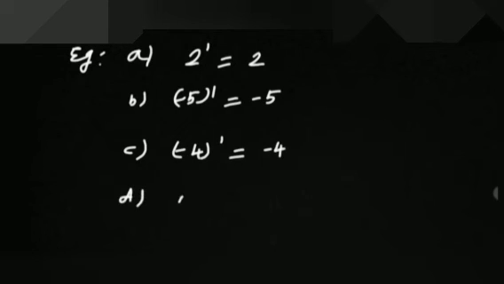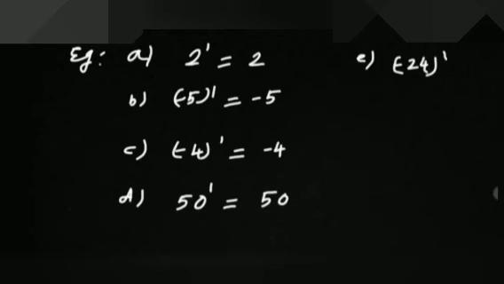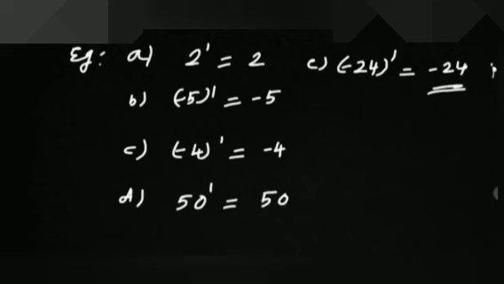D, 50 to the power 1, or 50 raised to 1. What is the answer? Yes, 50 is the answer, isn't it? Any doubt? Okay. E, minus 24 to the power 1. What is the answer? Yes, the answer is minus 24 itself. First, please try to write down the notes. After that, we shall do the problems. E, minus 24 to the power 1 is equal to what? Minus 24. This is the second law of exponents.